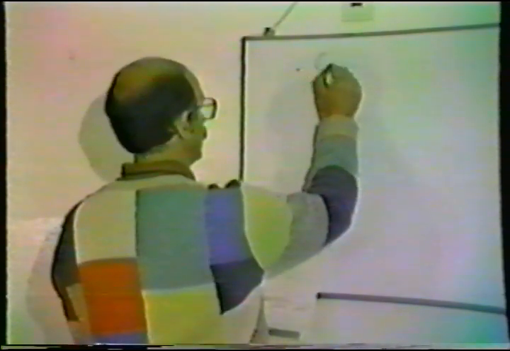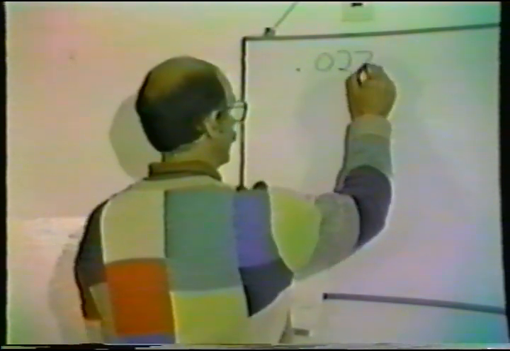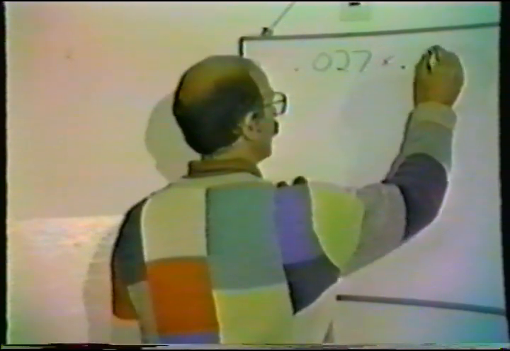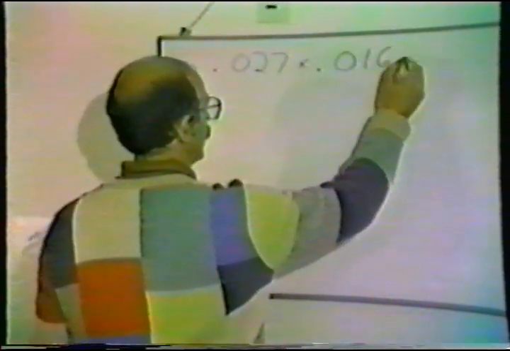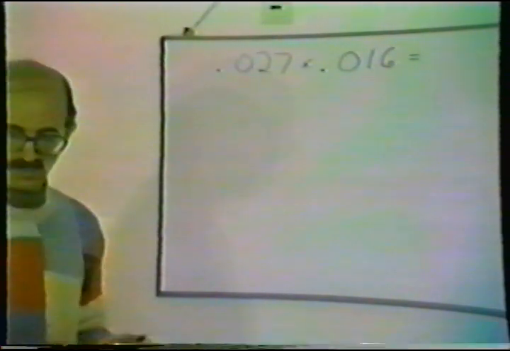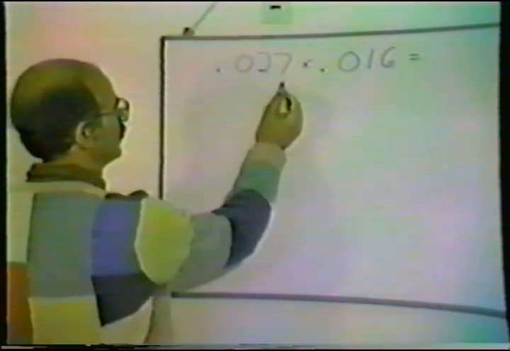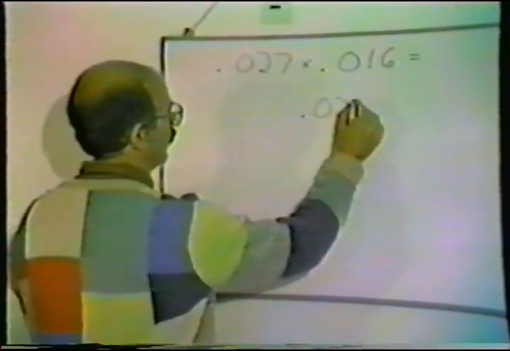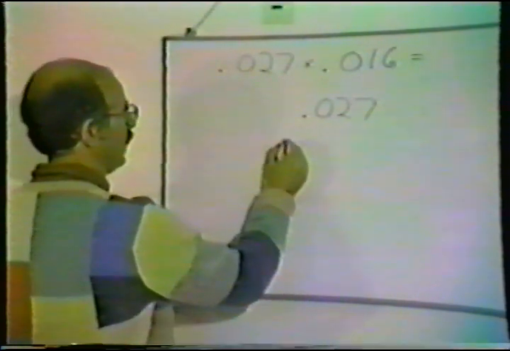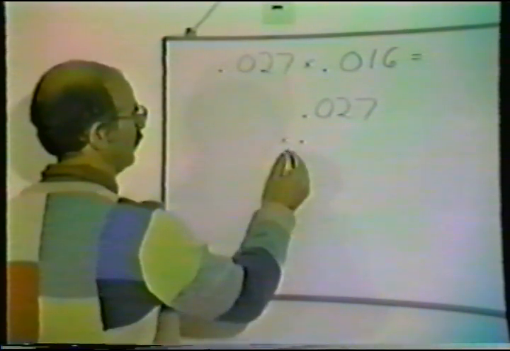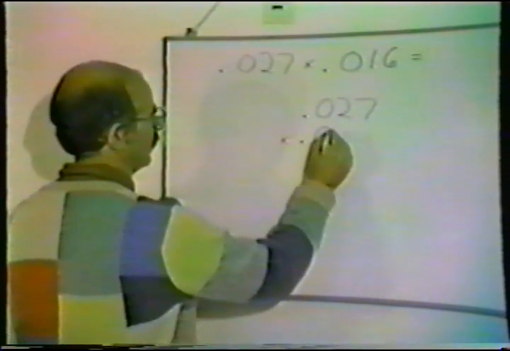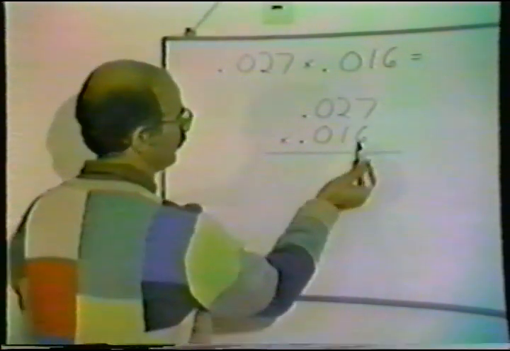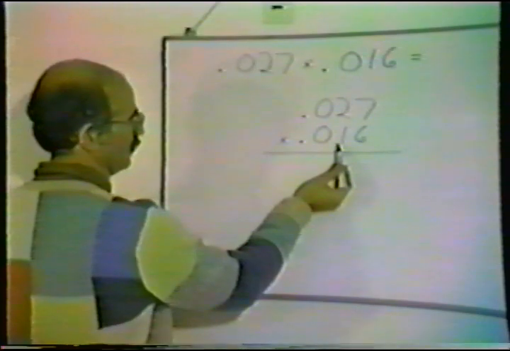0.027 times 0.016. Please read me the first number. 27 thousandths. And read me the second number. 16 thousandths. We will have to have 2 rows.